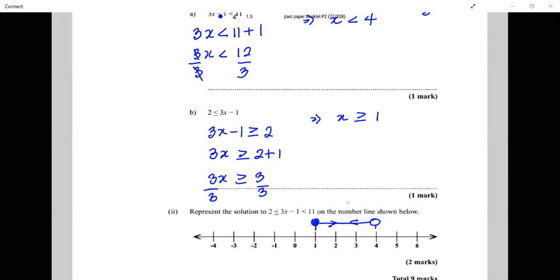And the solution is x is less than 4, while at the same time x is greater than or equal to 1. That's the end of the question.